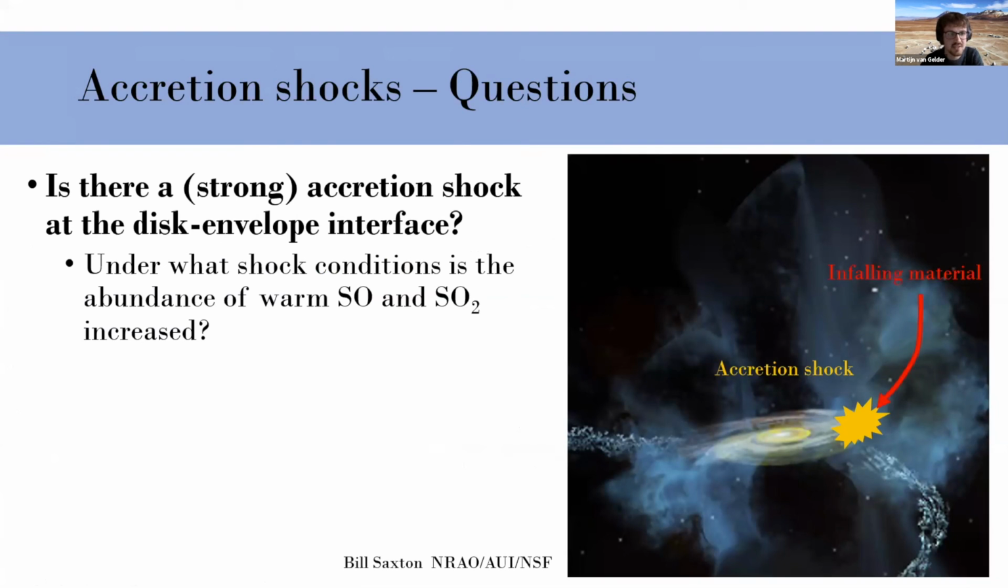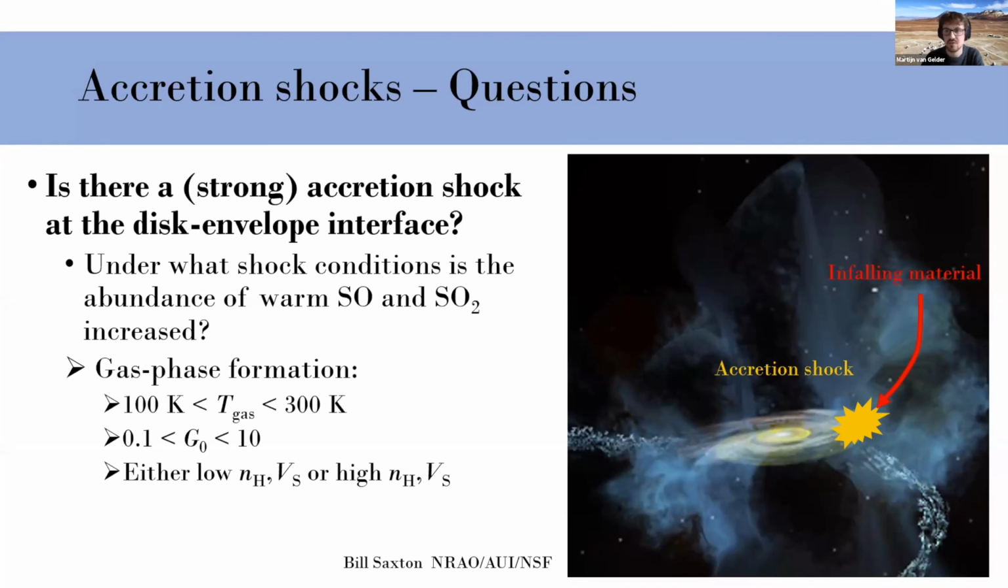To finalize, I was going to tell you under what shock conditions the abundance of warm SO2 is increased. If we assume gas phase formation, we need a gas between 100 and 300 Kelvin, and we need a G0 of between 0.1 and 10. And we need either a rather low initial density and low initial shock velocity, or a high initial density and high initial shock velocity. And for ice sublimation, we really need to go to the highest initial densities and initial shock velocities.